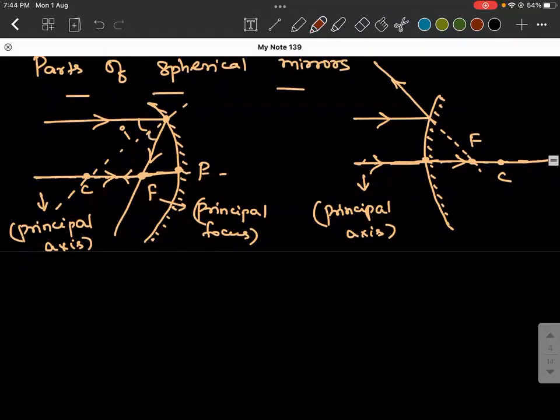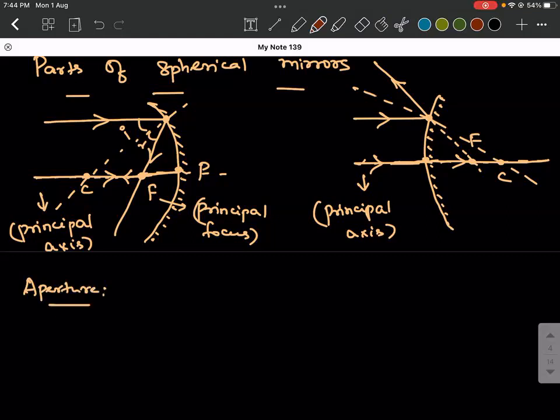This is the angle of incidence, this is the angle of reflection. So by now you should have understood how to draw the normal. Normal is an imaginary line joining the point of incidence and the center of curvature. Is it clear? Anything else? Any other point that is existing? So we have discussed everything about this. Now, the next point is called aperture. So what do you mean by aperture?